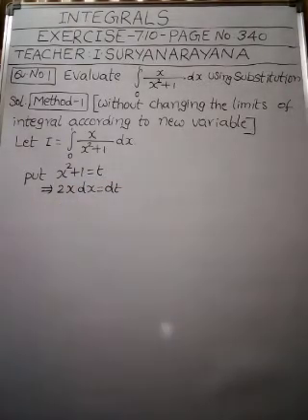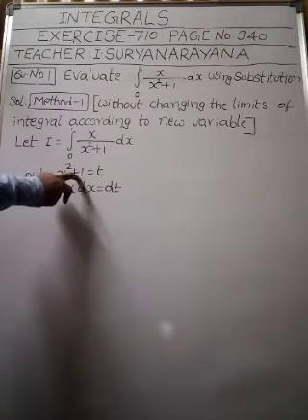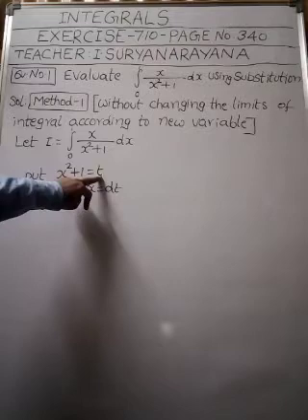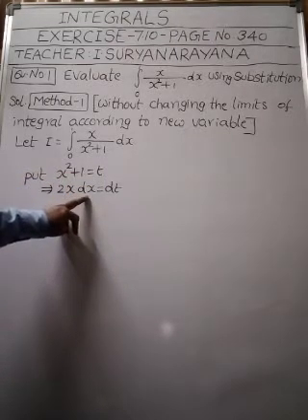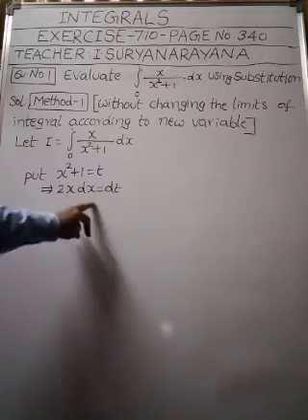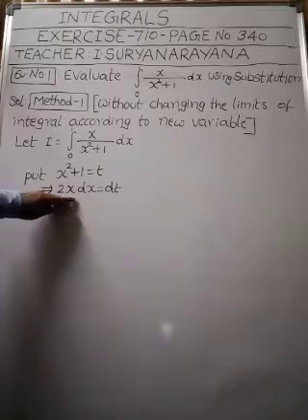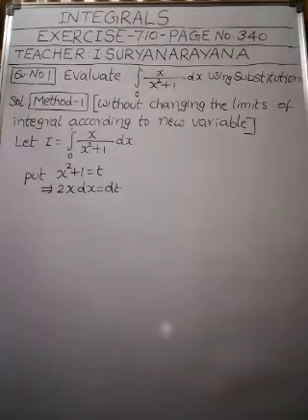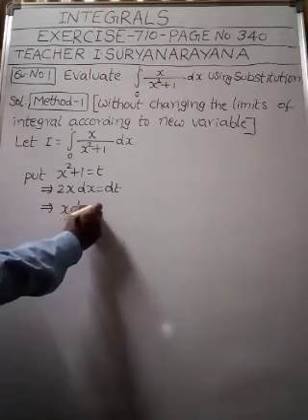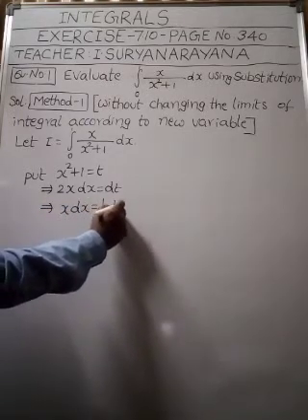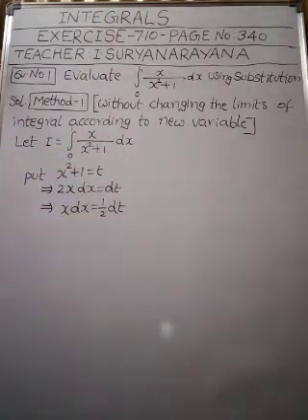Here I am writing the direct steps. The derivative of x square plus 1 is 2x, the derivative of 1 is 0, into dx is equal to the derivative of t, which is 1, into dt. I transferred dt to the right-hand side, so I wrote this step directly. Understood this step, my children? This implies x dx is equal to 1 by 2 dt.